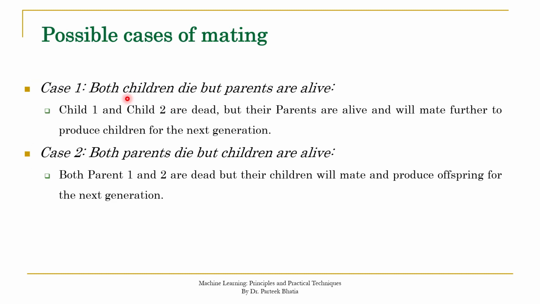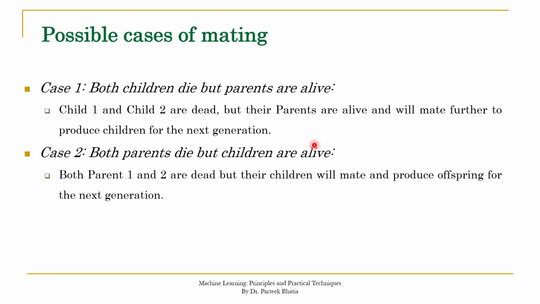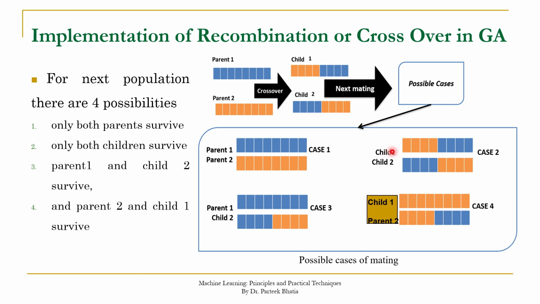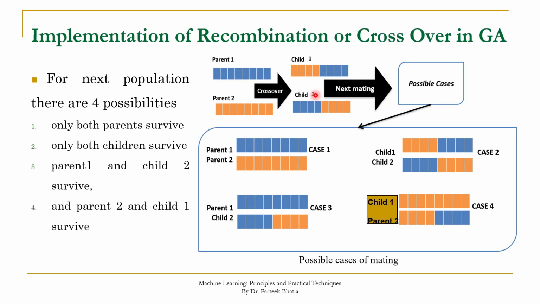So these cases are further illustrated here. In case 1, both children die, but parents are alive. As shown in this case, both children die and parents are alive. This is case 1. In case 2, both parents die, but children are alive. So here in case 2, both parents die, but children are alive. In case 3, male parent is alive with one child, that is female. So here we are indicating male parent as parent 1.